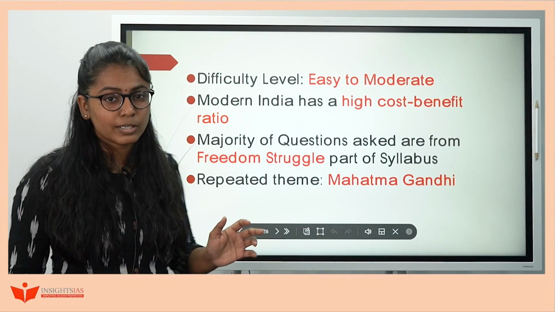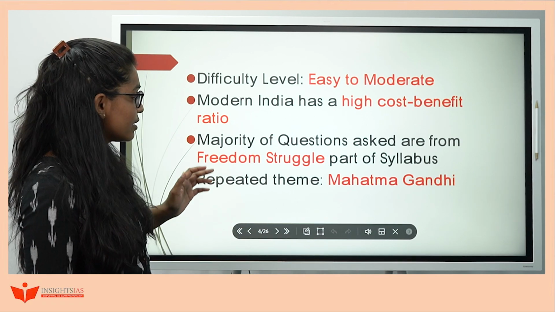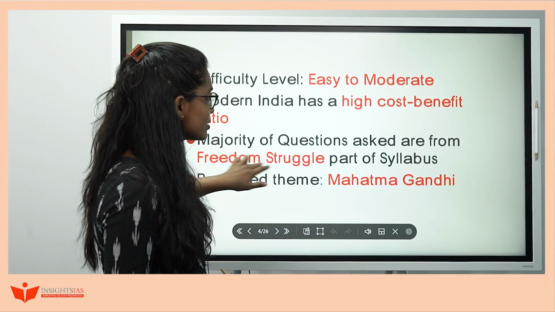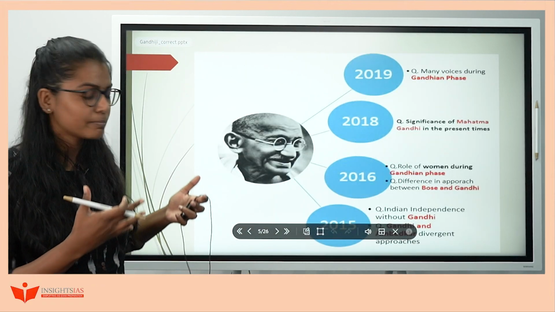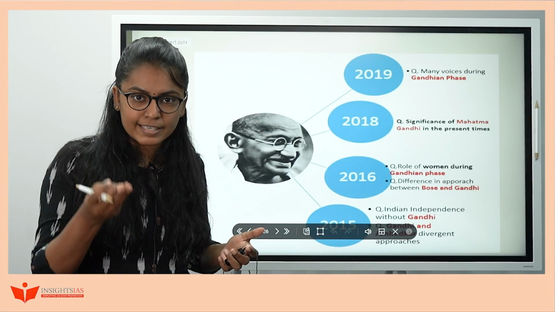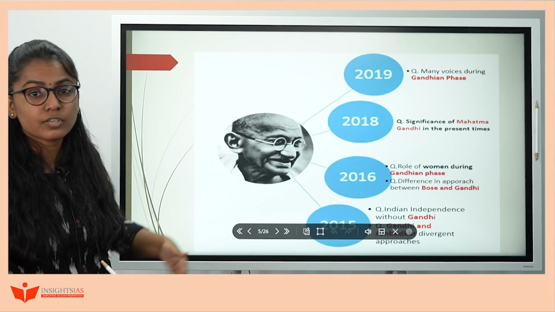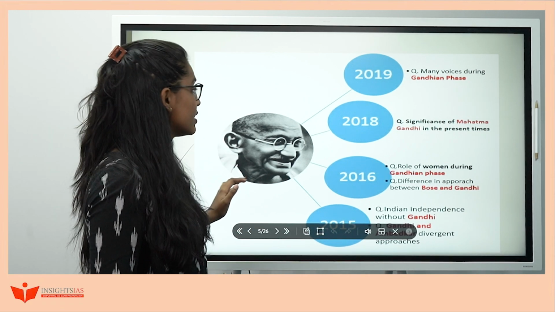So we usually call him father of nation, but in UPSC we should consider calling him godfather, because you will understand how important Mahatma Gandhi is. Essay, GS 1, 2, 3, 4, all the papers, questions on Gandhi have been continuously asked.